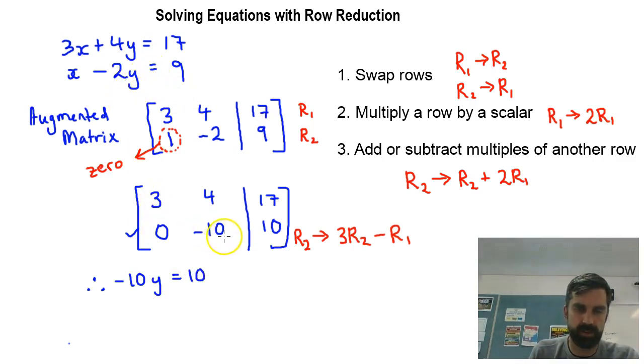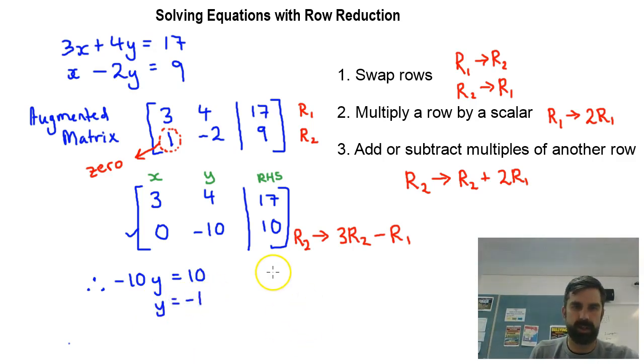This becomes the coefficient of y, and this becomes the right-hand side. So in case that doesn't make sense, that first row are the coefficients of x, the second row are the coefficients of y, and the augmented part is the right-hand side. So negative 10y equals 10, and of course that means that y equals negative 1.